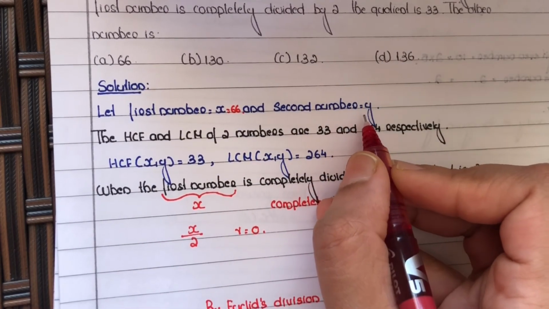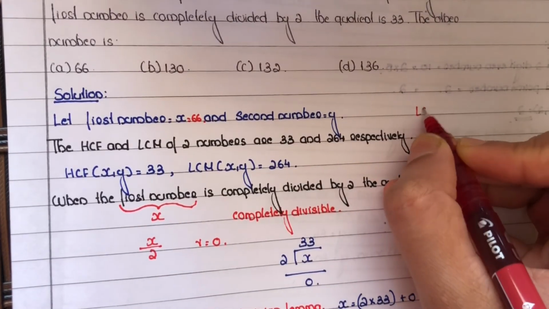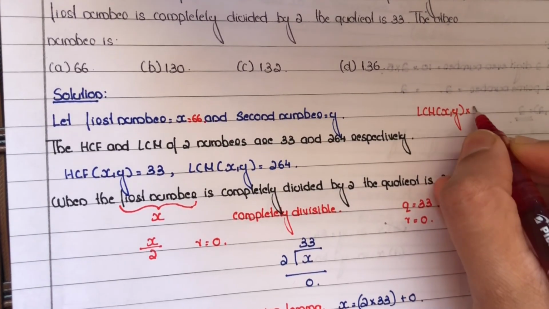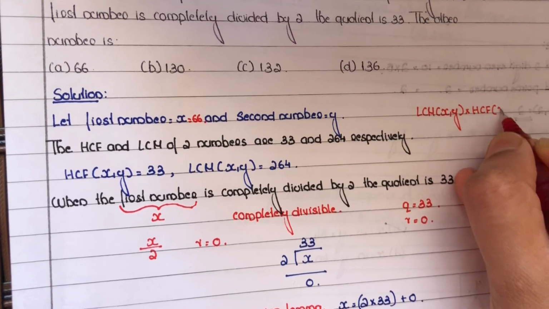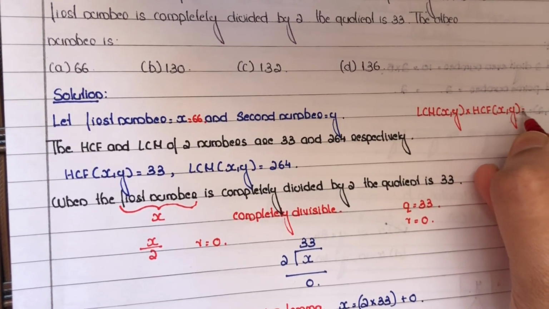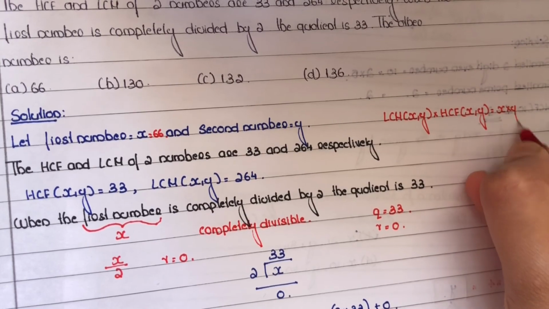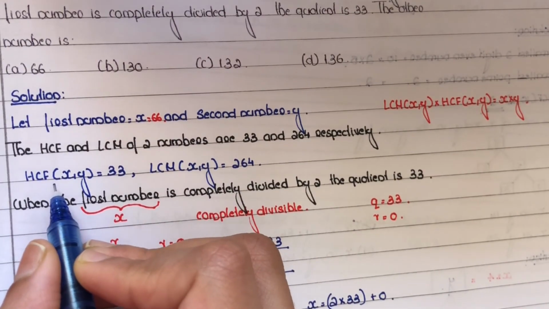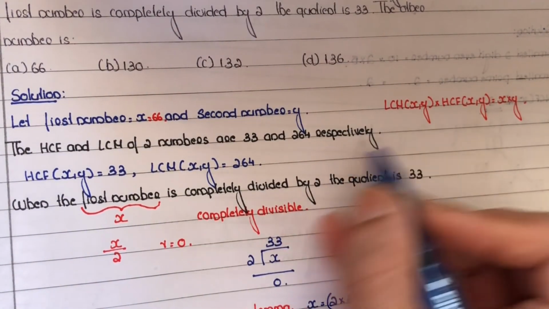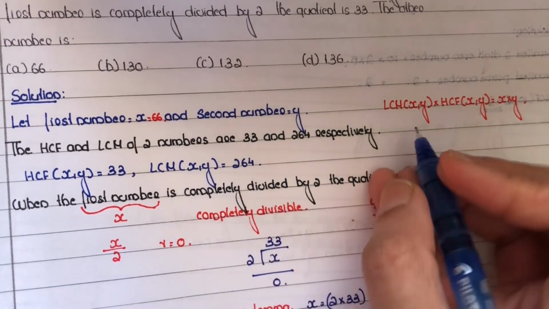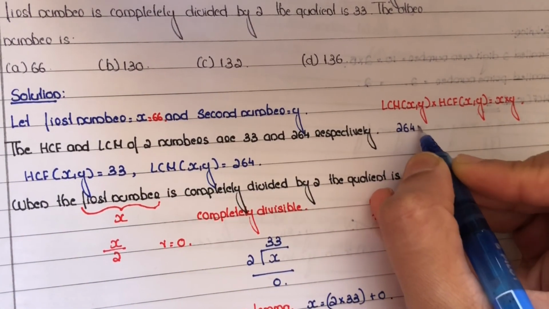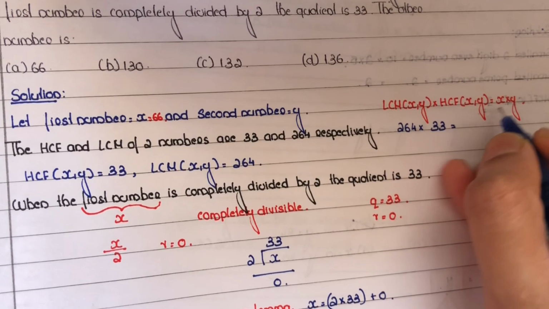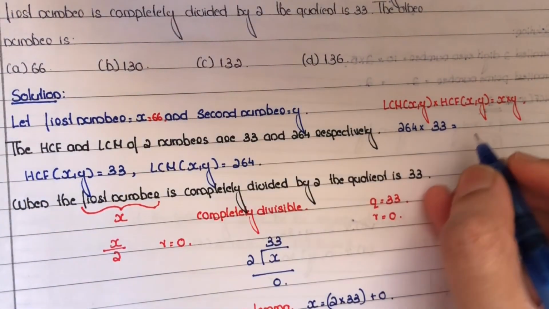Next we can find the value of y by using the equation LCM of x, y times HCF of x, y equals the product of the two numbers, that is x times y. Here LCM of x, y equals 264, times HCF of x, y which is 33, equals x times y, and x we got as 66.